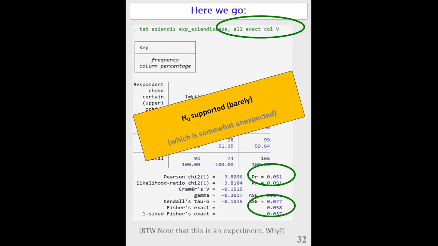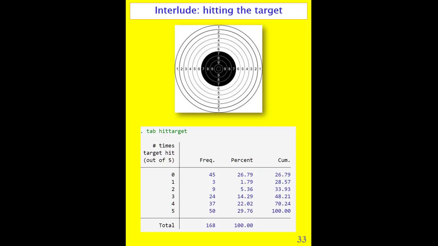Okay, on to another variable in our data that's slightly different, just to get our minds off the chi-squareds. That's this one. The variable in the data is called hit target.